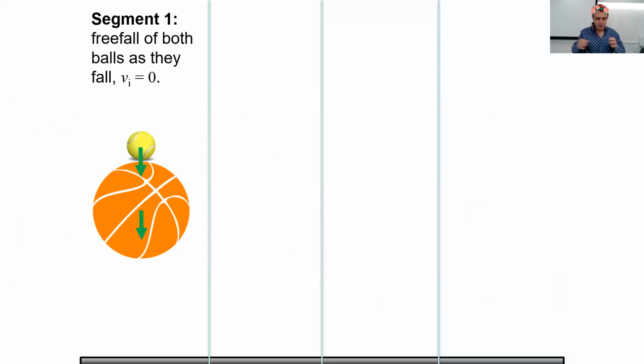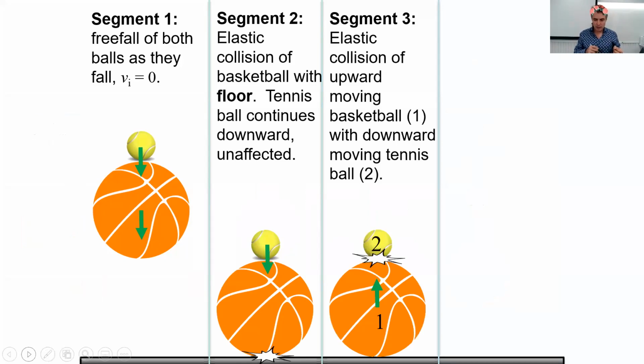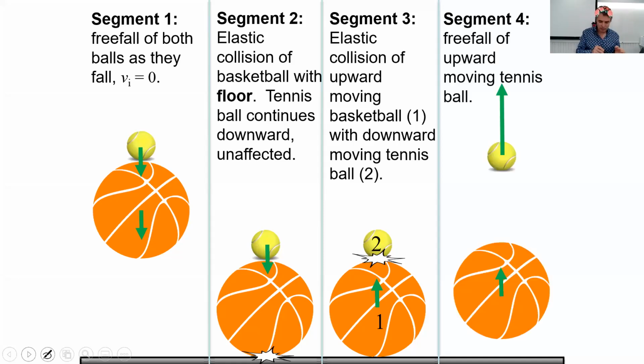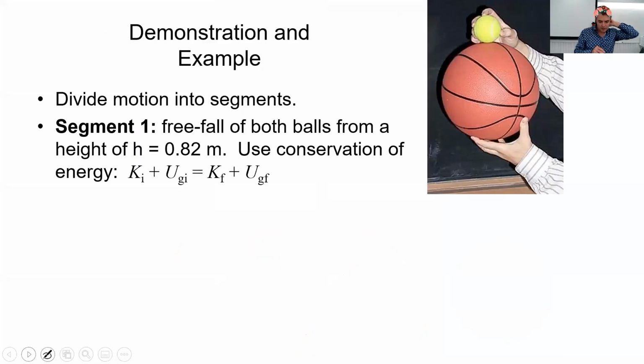So in segment 1, both of them are freely falling and they're released from rest. Segment 2 is that the basketball collides with the floor elastically, and the tennis ball, if there's a little gap, will continue down unaffected. Segment 3 is that there's an elastic collision of the upward moving basketball with the downward moving tennis ball. And segment 4 is free fall of the upward moving tennis ball. And you're going to try to find what the final height is of that tennis ball. So I've divided the motion into segments.